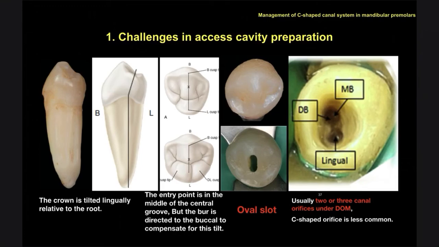Another very important thing for the root canal survey in the mandibular premolars, especially for the C-shaped mandibular premolars: when we prepare the access cavity, usually you will find 2 or 3 canal orifices under the dental operating microscope, and the C-shaped orifice is less common. The situation is quite different from that of the mandibular second molars.